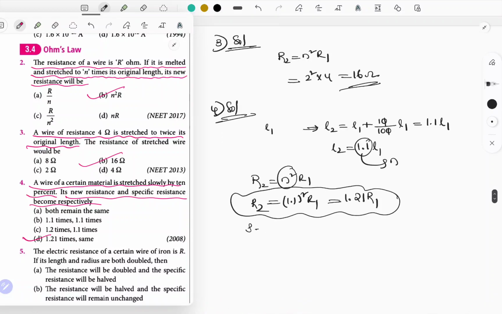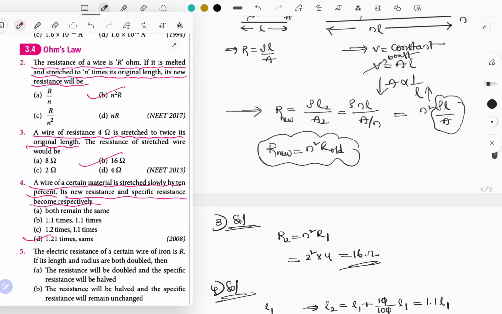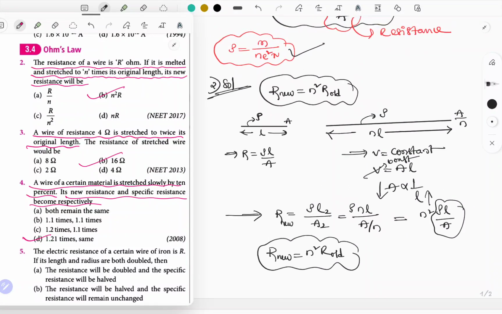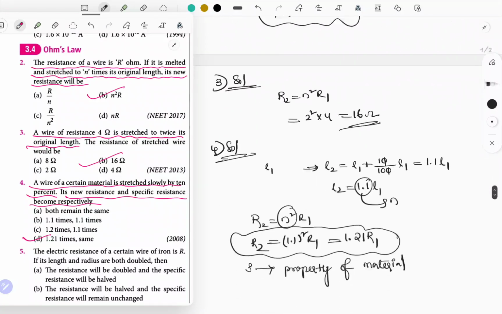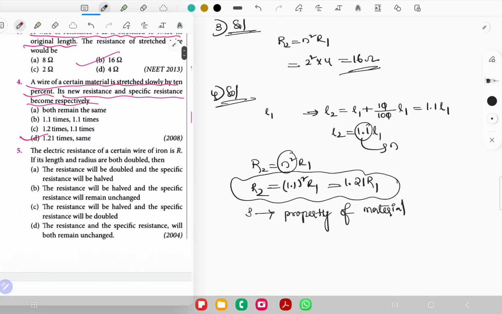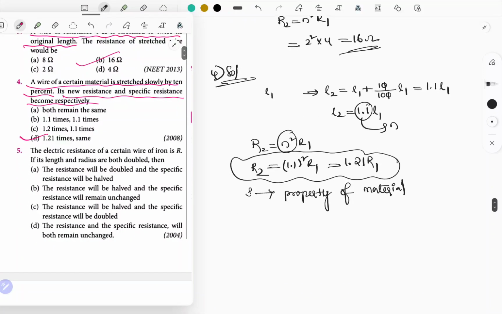What about resistivity? I told you already, resistivity is a property of material. It doesn't change if length or area of cross section changes. It changes if temperature or some other parameters change. So we know the relation of resistivity, right? Here I wrote it depends on mass, n, charge and time, relaxation time. Based on those properties only resistivity of the material changes. Okay, so for the given question, which option matches? Option D is the correct answer. Okay, let's move on to the next question.